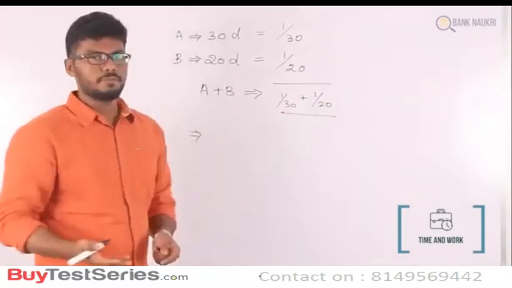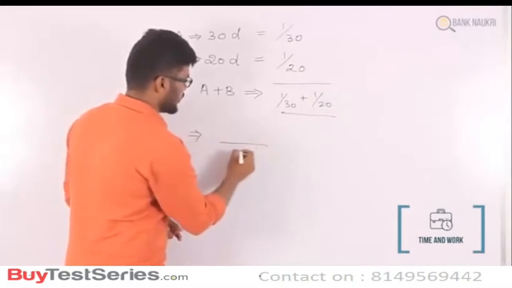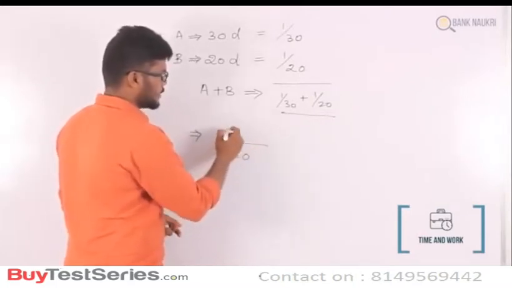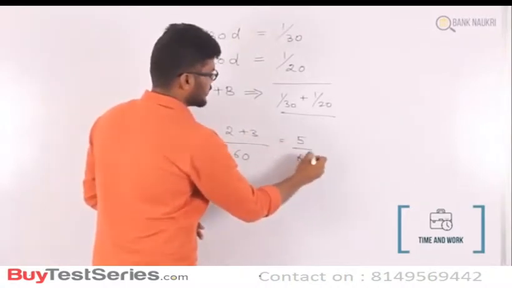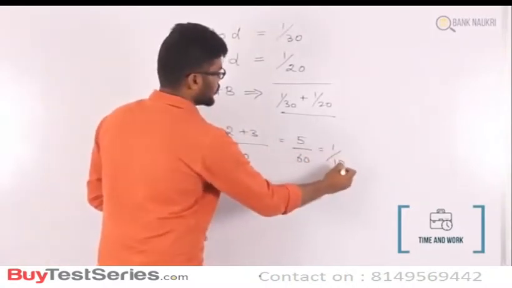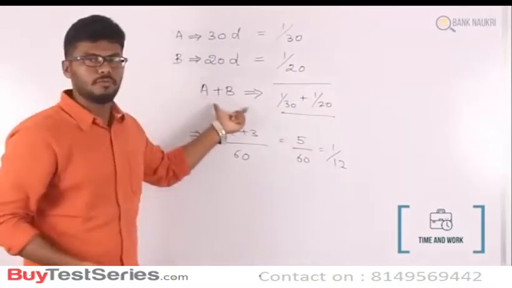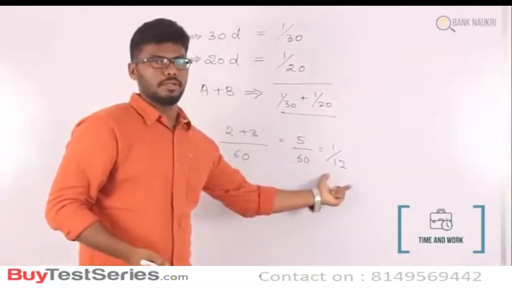Now the next point. 1/30 plus 1/20, I have to solve it. So I'll go for this LCM, which is 60. So 2 plus 3, 5/60, which is 1/12. So one day's work of A and B will be 1/12.